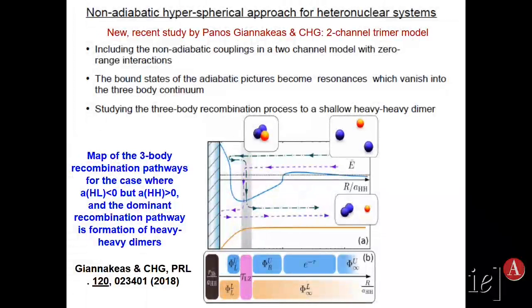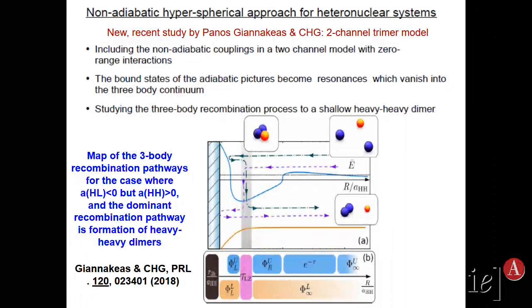So with Panos, a couple of years ago, we studied this in detail and tried to look at the whole parameter space, and in particular some other regions that might be promising for experiments to consider trying to get into in the recombination process. Again, recombination means you would come in on the three-body entrance channel and you would go out on one of the dimer channels. In this case, the heavy scattering length is positive, like in Matthias' last experiments, but the heavy-light is very large and negative.